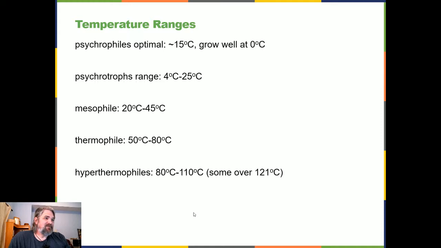So, temperature ranges. We have our psychrophiles, which are the ones responsible for food spoilage in your refrigerator. Psychrophiles grow optimally at about 15 degrees Celsius. They can also grow at 0 degrees Celsius.